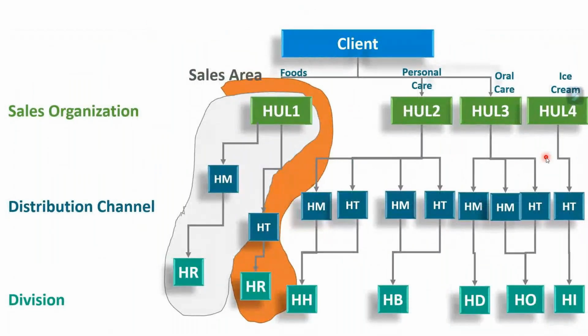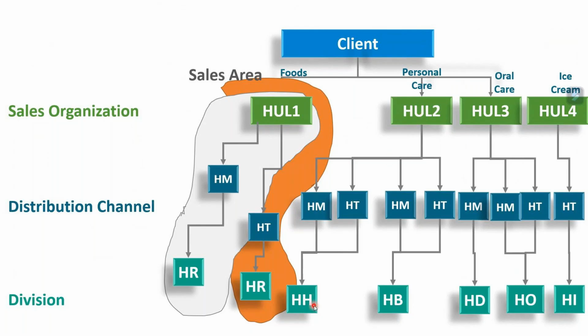And this is how you can see a sales area. The one in gray is HUL1, HM, and HR. This is one sales area. The one in orange, HUL1, HT, and HR is another sales area. Then you could have a third one here, HUL2, HM, and HH.